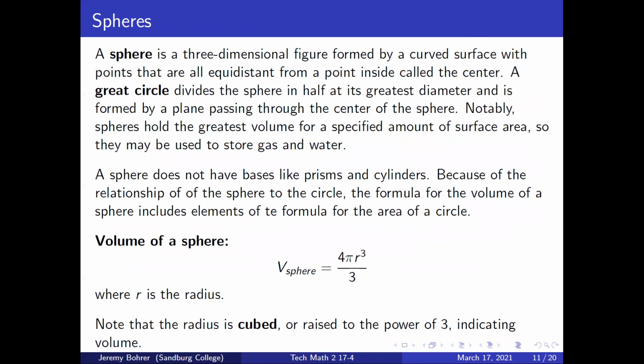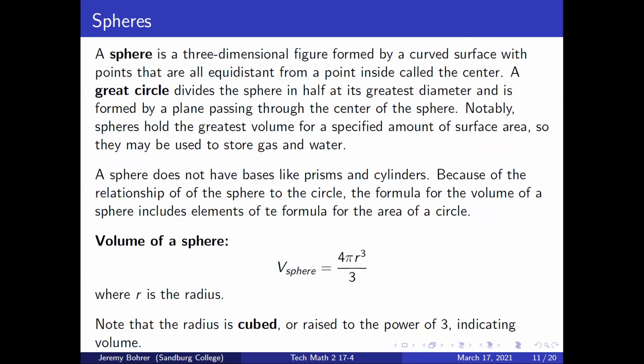A sphere is a three-dimensional figure formed by a curved surface with points that are all equidistant from a point inside called the center. A great circle divides the sphere in half at its greatest diameter and is formed by a plane passing through the center of the sphere. Notably, spheres hold the greatest volume for a specified amount of surface area, so they may be used to store gas and water. A sphere does not have bases like prisms and cylinders.